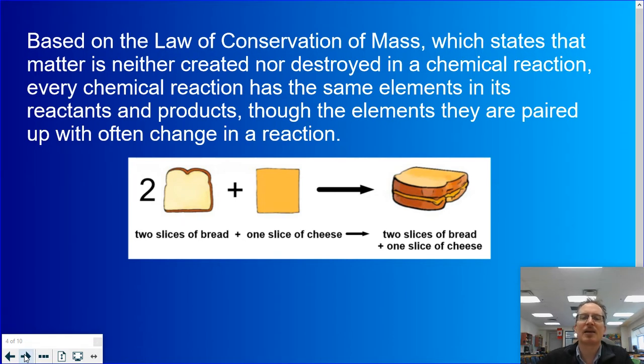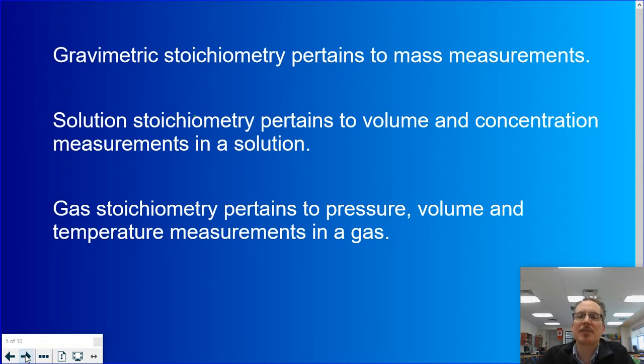So we are taking pieces of bread and a slice of cheese, and we are building it into an actual sandwich. We still, when we are finished, still have our 2 slices of bread. We still have our 1 slice of cheese. It's just that it shows up in a different form. In our case, a sandwich. Now, in stoichiometry, we are going to look at 3 cases. Today, we're going to focus on gravimetric stoich. This is stoichiometry that pertains to mass measurements. Remember, this is a process. We're going to do calculations in order to determine some sort of mass measurement.